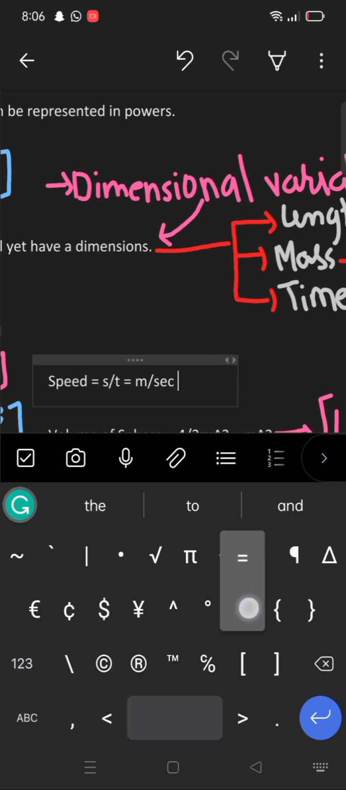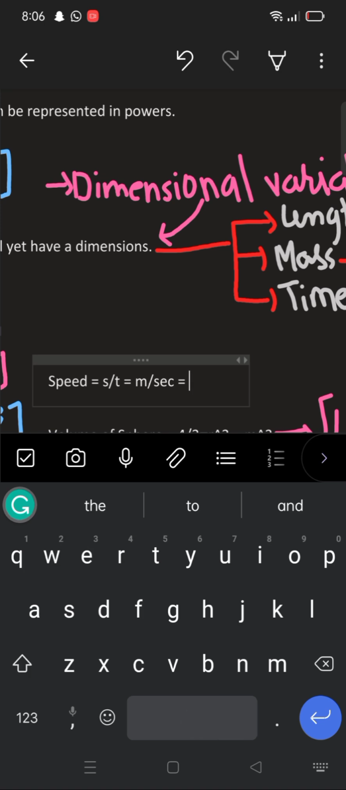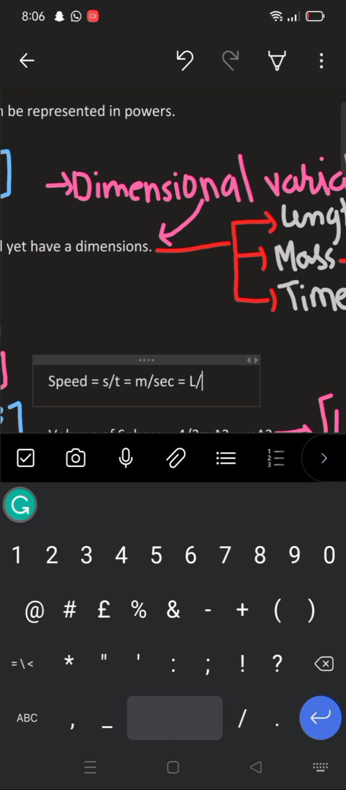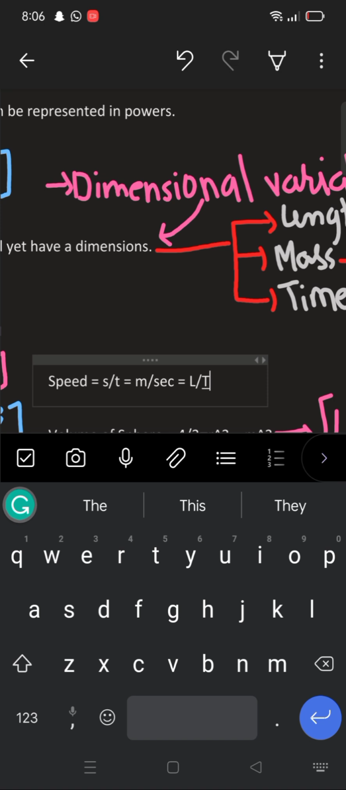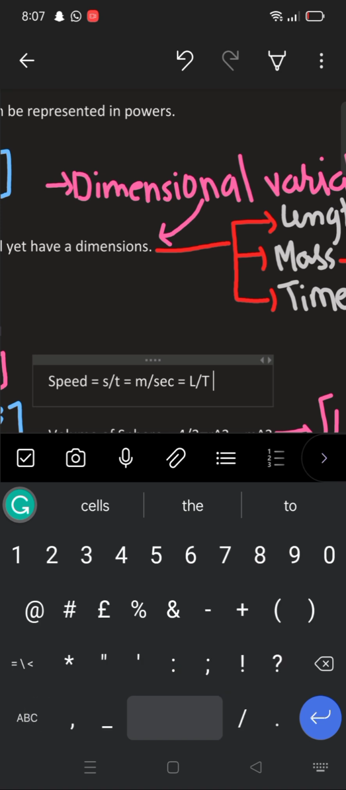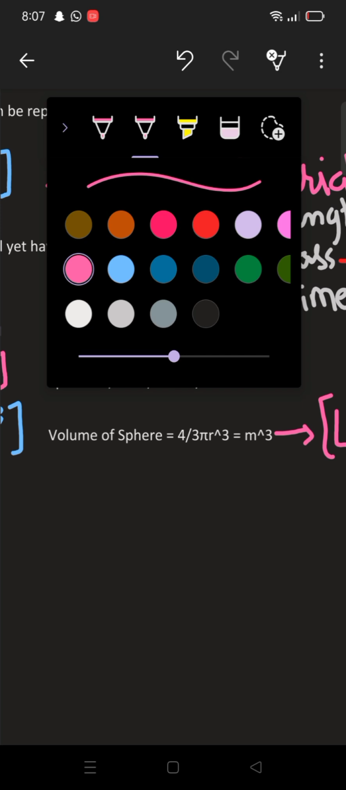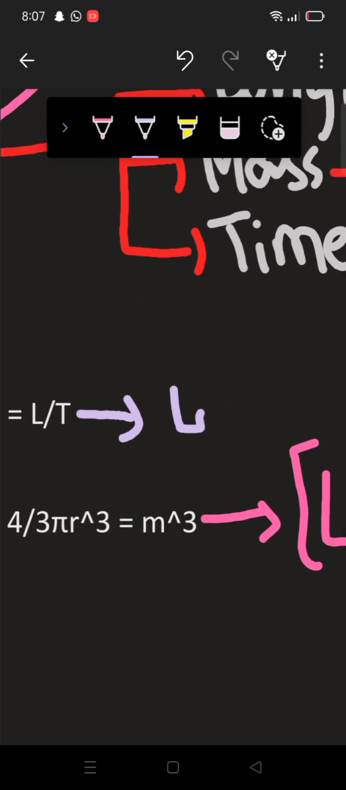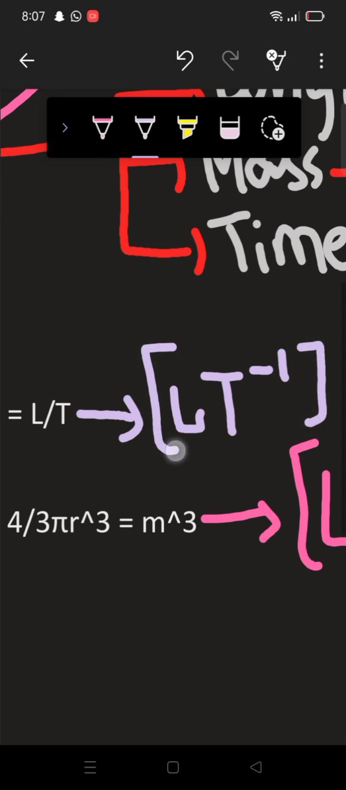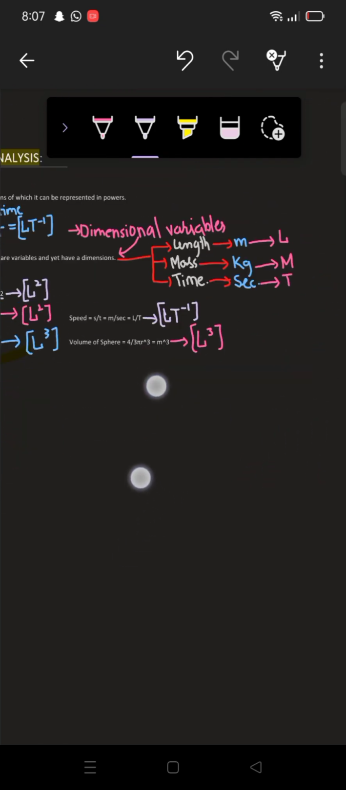Now what would be the dimensional formula of this? Distance, as I initially told you, is represented by length, and length is represented by capital L, over time, and time is represented by T. Now if I take this T up, what would it be? Let's write the dimensional formula now. It would be L, and when T goes up, it would have minus power 1, which means L T inverse is the dimensional formula of speed.